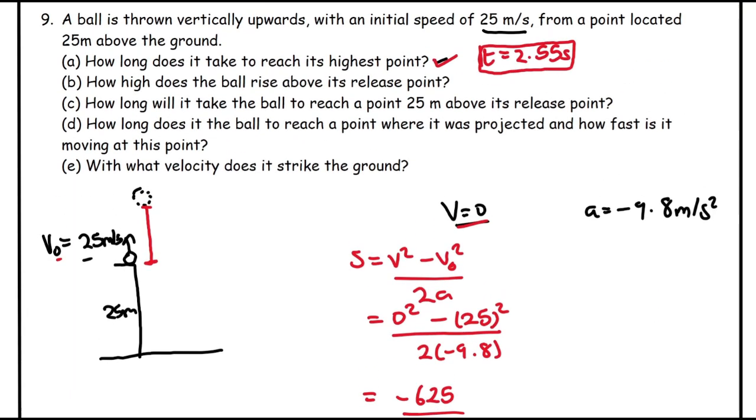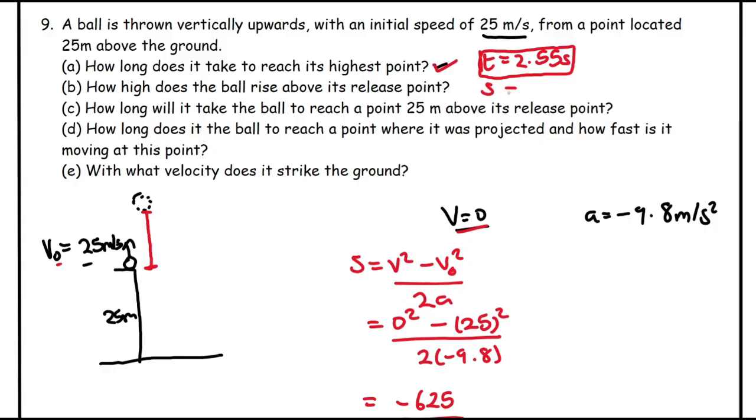Let's write it on top as well. So the displacement, or how high the ball rises above its release point, this is the highest point that the ball will go. It's 31.9 meters. Next question.